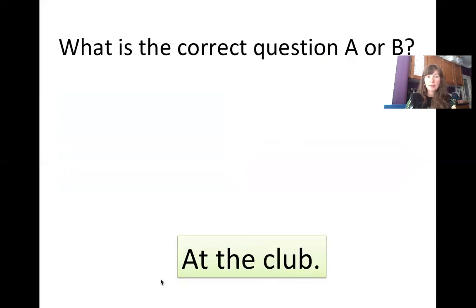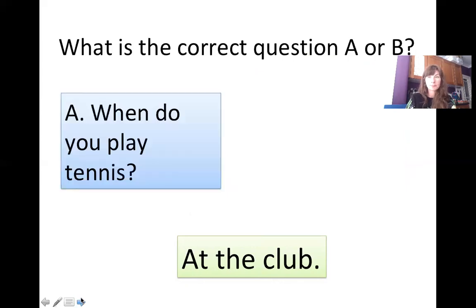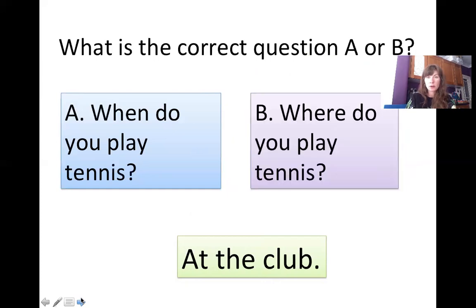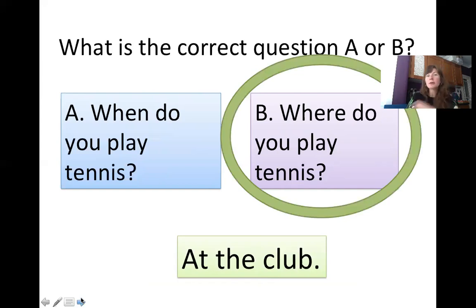Okay. Now the answer here, at the club. This is the answer. What is the question? When do you play tennis? Or where do you play tennis? Think. Answer B. Where do you play tennis? At the club.